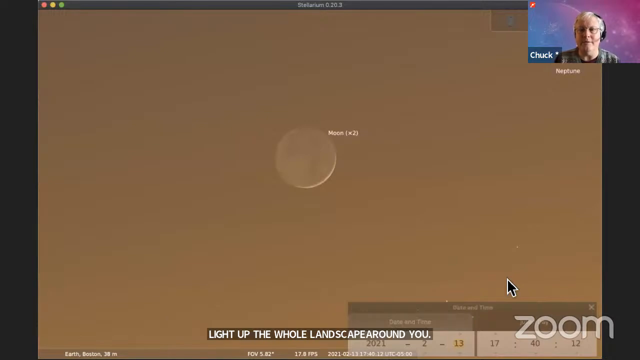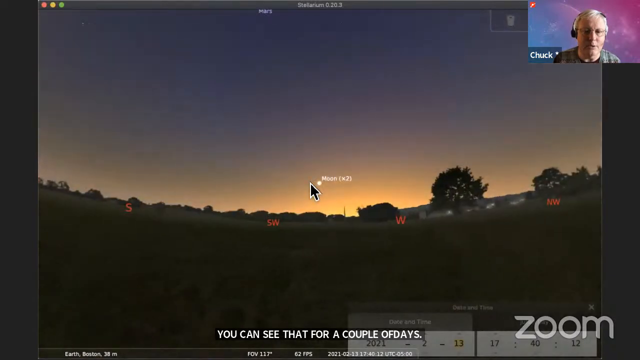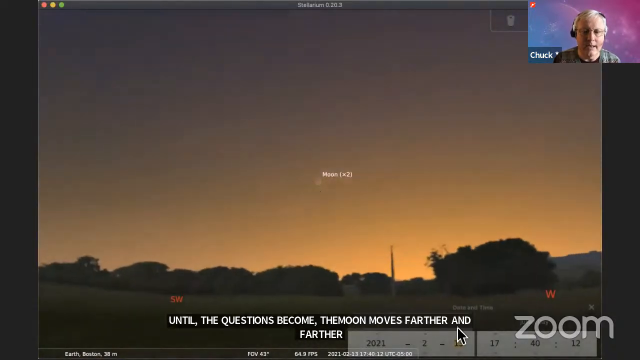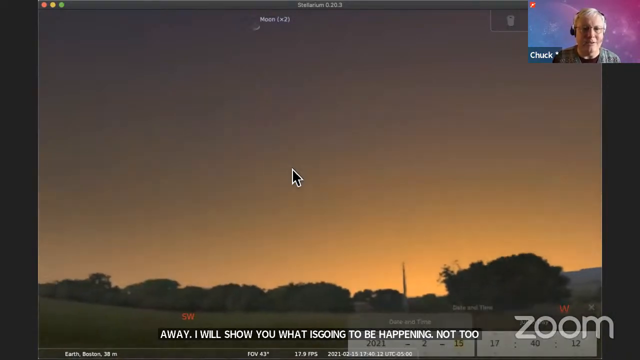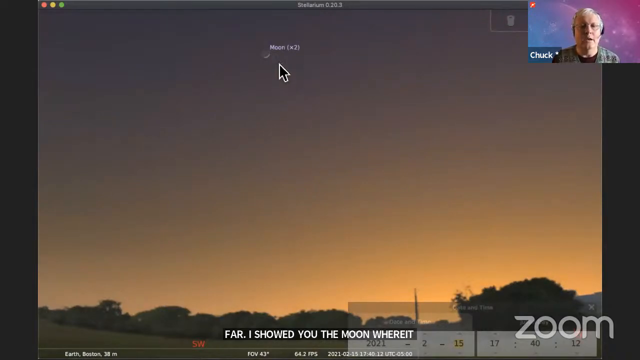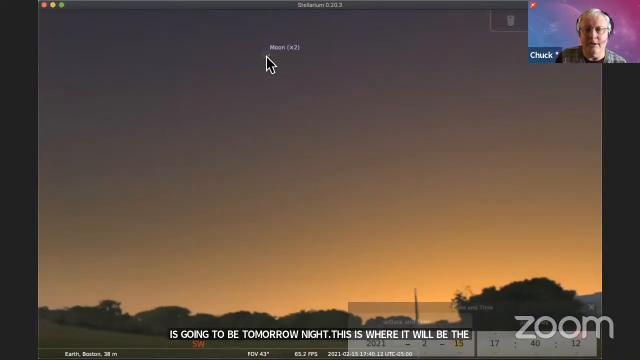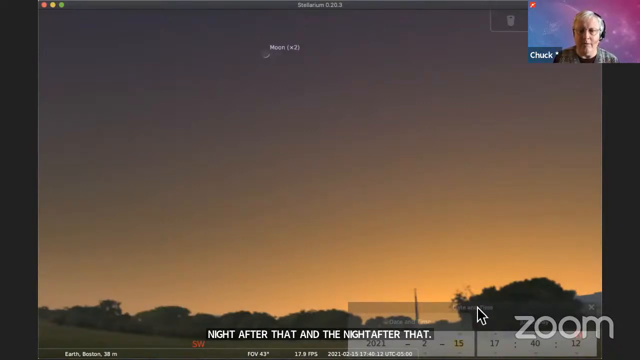until the moon has moved farther and farther away. So let me zoom out a little bit and show you what's going to be happening to the moon over the next few days. I showed you where the moon is going to be tomorrow night. This is where it's going to be the night after that, and the night after that, and so on. We're exaggerating the earthshine here in this particular view. It's gone pretty much, but you can also notice the crescent is getting wider and wider.